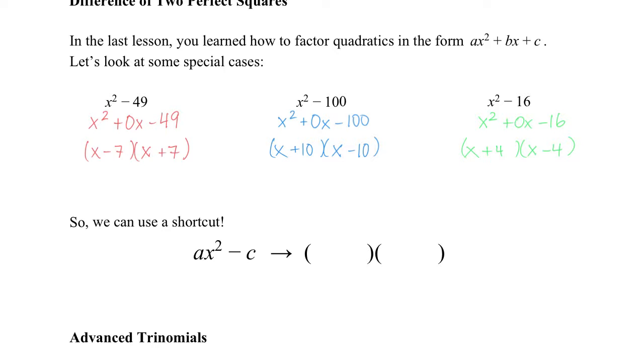So this is what we call the difference of two perfect squares. And so the first thing is you need to recognize it. Not just because you see two terms, 1, 2, doesn't necessarily mean that it's difference of two perfect squares. The first thing we have to know is that this is a perfect square and that is a perfect square.